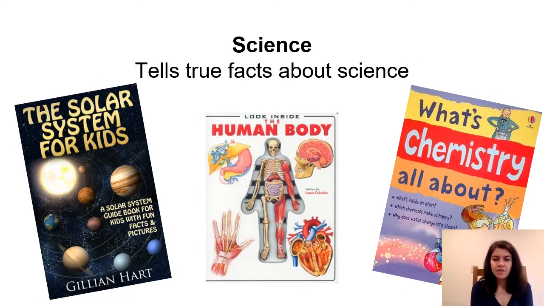Another type of nonfiction text you could read is a science book. Science books tell you true facts about different things in science. For example, you could read this story, The Solar System for Kids. That tells you about the planets and space in our solar system. You could read a book called The Human Body. That would tell you about all those different systems that Ms. Mason is teaching you about right now. Or you could read a book, What's Chemistry All About? That's when you mix different chemicals.